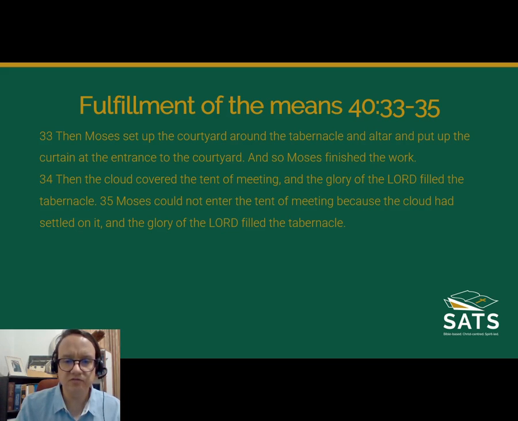Then the cloud covered the tent of meeting, and the glory of the Lord filled the tabernacle. Moses could not enter the tent of meeting, because the cloud had settled on it, and the glory of the Lord filled the tabernacle. And this is really such an amazing moment, and a high point in the history of Israel, when the Lord finally came with his glory and settled in the tabernacle, where he dwelt among Israel, and where his presence formed the center of their lives during the wilderness wanderings. The whole camp was spread out around the tabernacle, where the presence of God is, where the sacrifices happened, and where the worship of God happened.